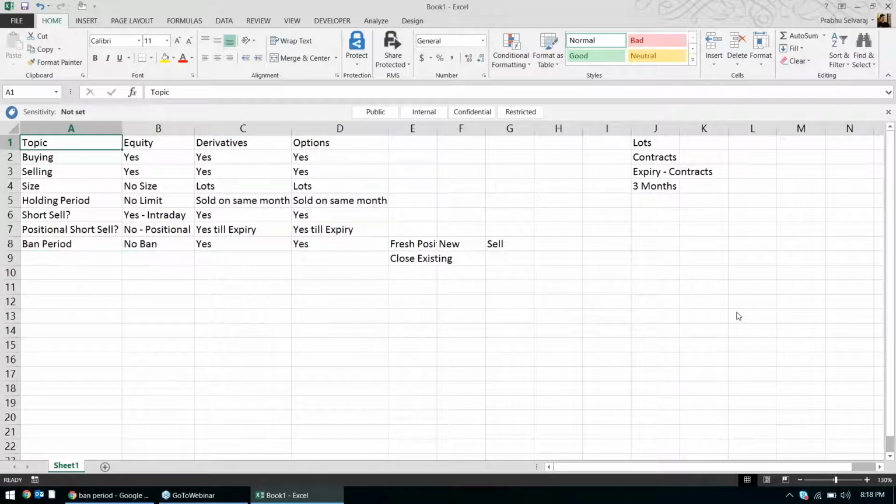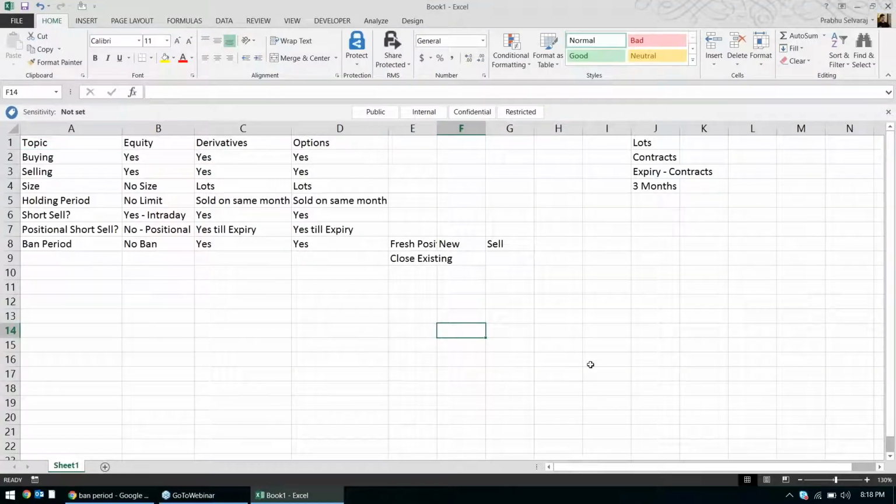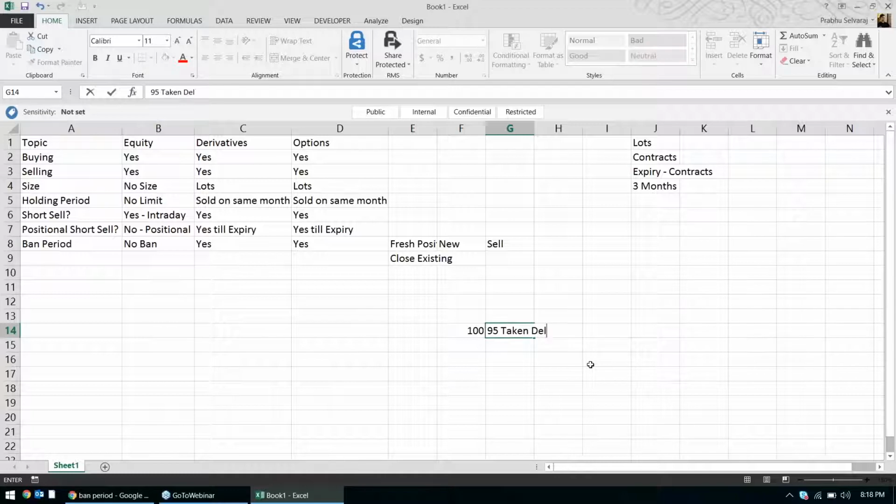Any maximum limit for the ban period? 95%. For example, if 100 stocks are allowed for trading and 95 are taken delivery, until this position comes down, the stock will not be out of ban.